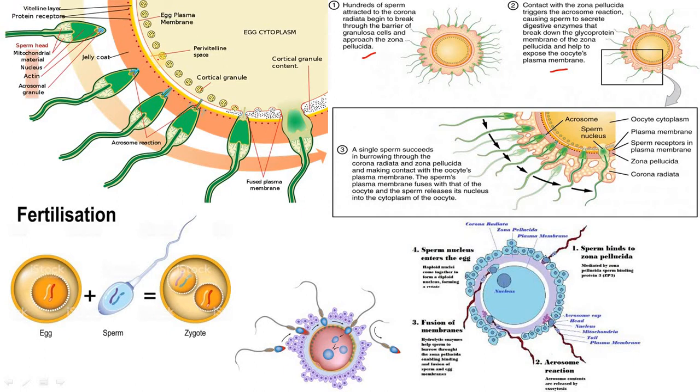The vitelline layer is this. I have already said, this is the jelly coat, and here the acrosome reaction is taking place. These are the fused plasma membranes, and this contains the cortical granules. Okay, and you know the structure of the sperm: this is the sperm head, this is mitochondrial material, and a nucleus is present, actin is present, and the acrosomal granule is also present. So an egg and the sperm form a diploid zygote.